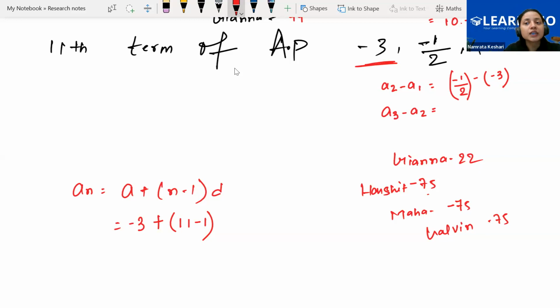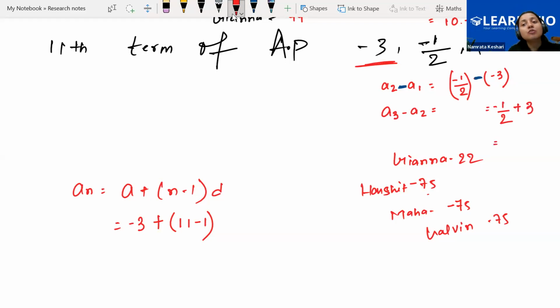If you do not write it carefully, this is the subtraction sign. See, I'm talking about this one, this subtraction sign, which I have copy pasted over here. Now our a2 is minus 1 by 2 and our a1 is minus 3. Let's do the calculation. We will have minus 1 by 2 and then minus of minus 3, that means plus 3.